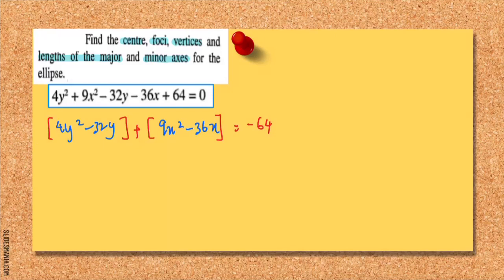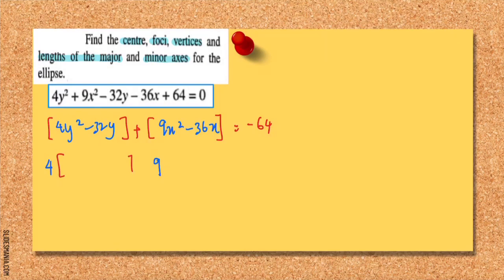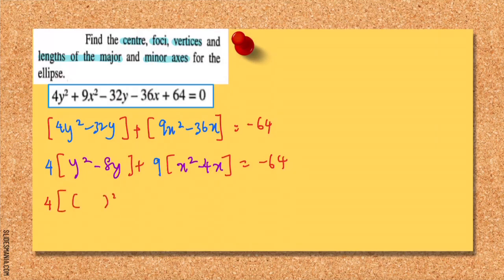Next, in order for us to complete the square, we need to factorize out the coefficient in front of your y squared and in front of your x squared. So let's put it outside, 4 and 9. And the rest of them, we will factorize, put it in the bracket. So inside of the bracket will be y squared minus 8y. And here is x squared minus 4x. Now let us focus to complete the square for the variable y and also for the variable x.